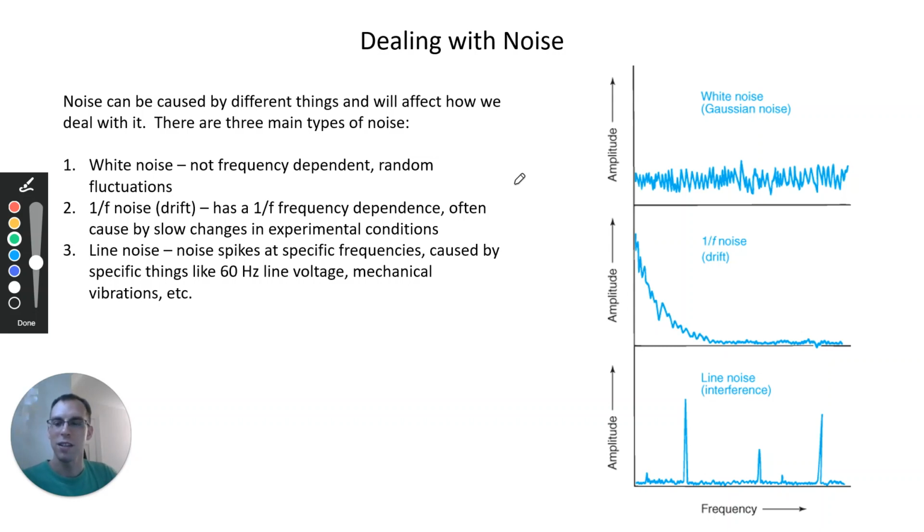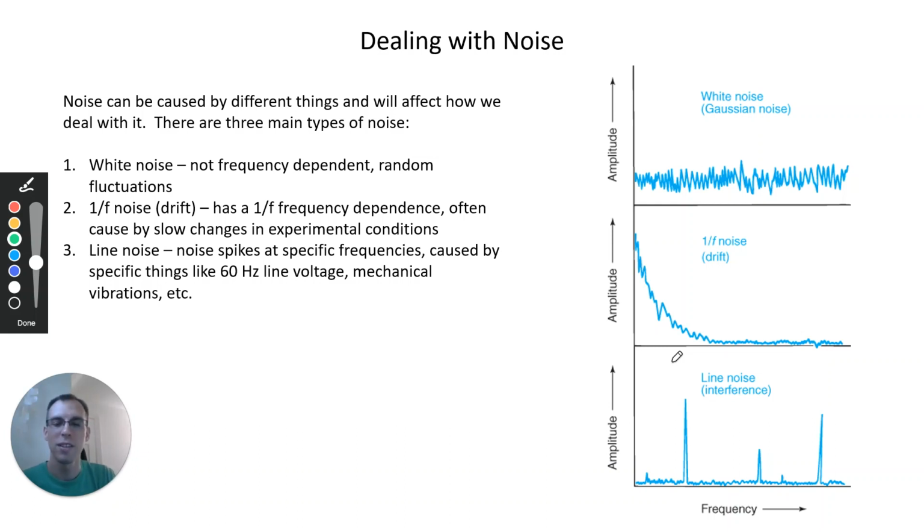1 over f noise is one of the types of noise we're commonly dealing with. This is also known as drift, and this is if we measure things at very low frequencies, we have a large amount of noise and it decreases, so it's inversely proportional to the frequency. So as you go to higher frequencies, you get less noise. And so for this reason, there are techniques where you measure things specifically at higher frequencies to get rid of this 1 over f noise as much as you can. And this is often caused by those same things I talked about in the previous slides, slow changes in experimental conditions like temperature and pressure and things like that.